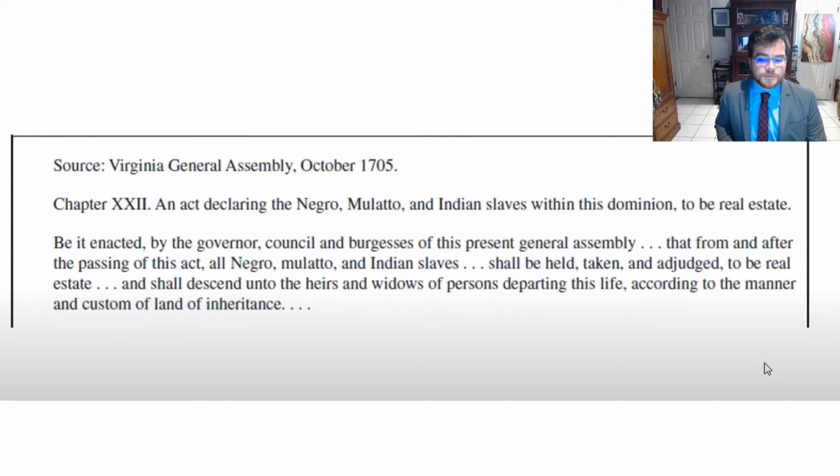You're going to be property. Chattel slavery, right? And it's perpetual. That means it never ends. Your kids, your grandkids, they're all going to be slaves. And so this is in direct relationship with what we were talking about. Slave codes. Okay, this is a slave code.